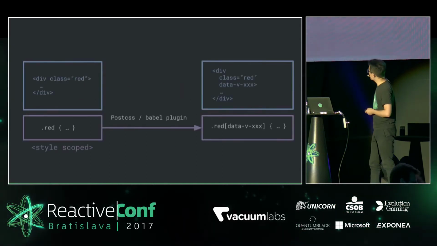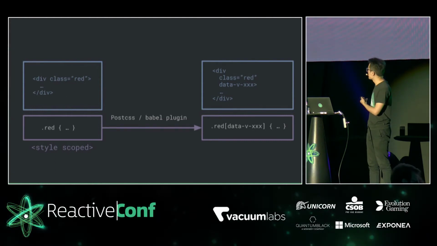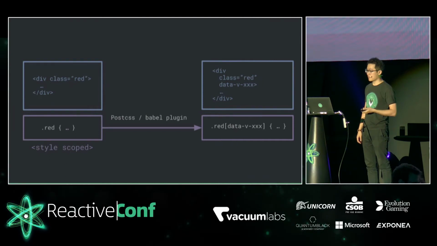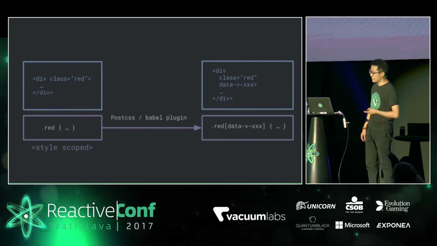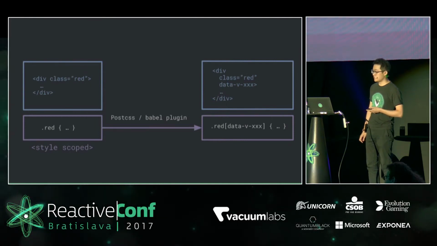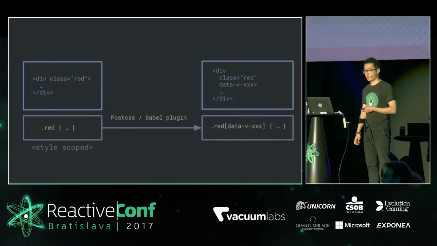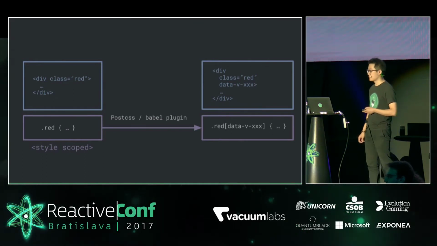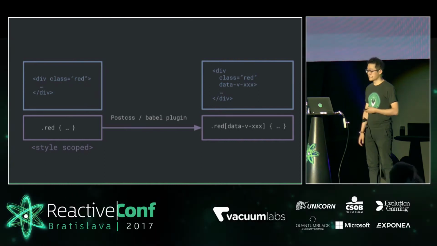Okay, so the simulation pretty much looks like this. This is a Vue-specific implementation. If we have a class equals red, we will add a unique data attribute to the element, and the selector will be rewritten with the specific attribute selector to make it only match this specific element.